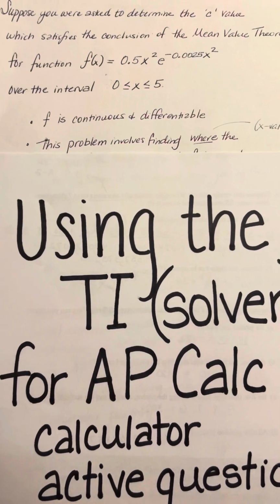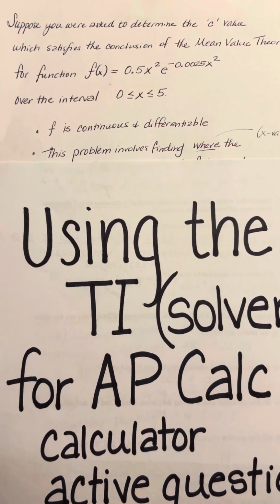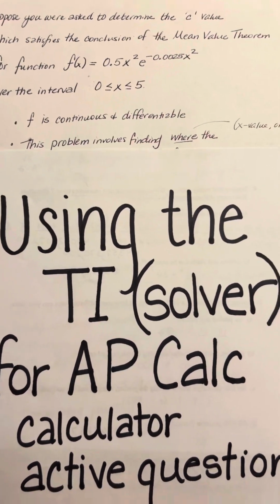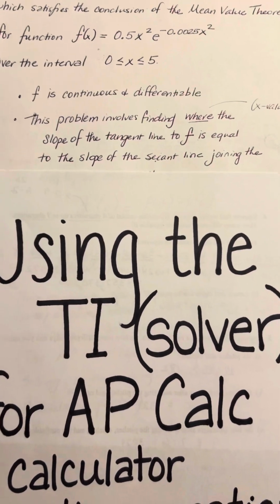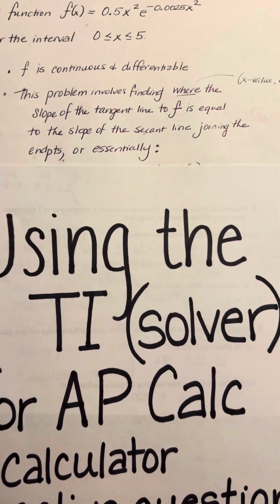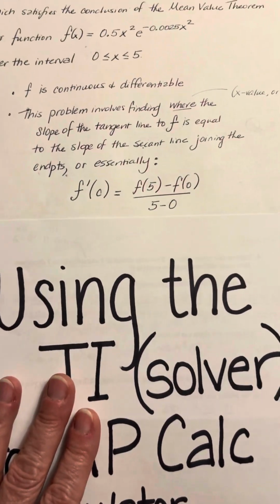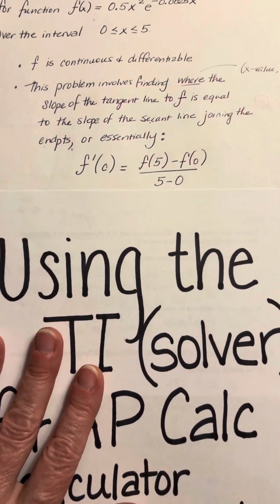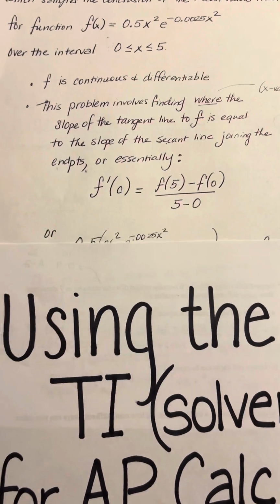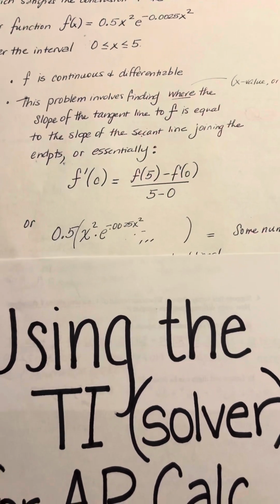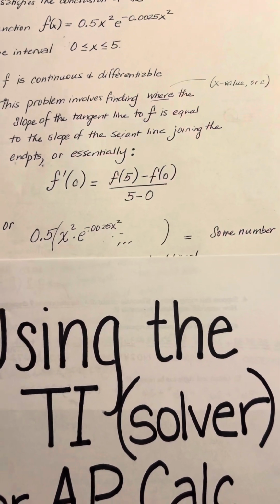Since this problem asks to find the C value, it essentially is asking you to find where the slope of the tangent line to f is equal to the slope of the secant line joining the endpoints, or essentially where f prime of c is equal to f of 5 minus f of 0 over 5 minus 0. That looks pretty easy, but as soon as you start putting the function in, that is not going to be that nice to solve.